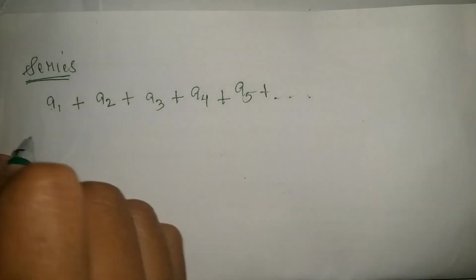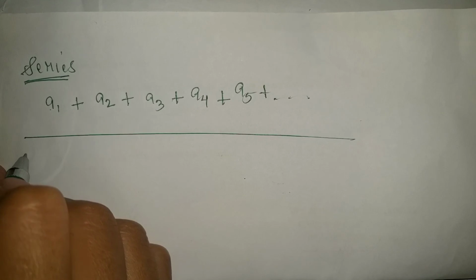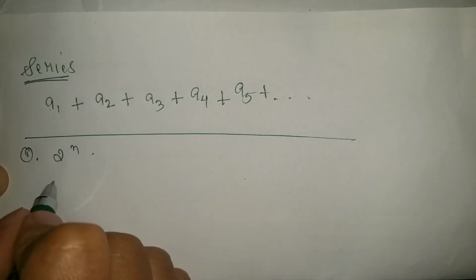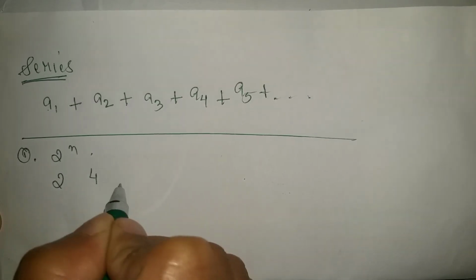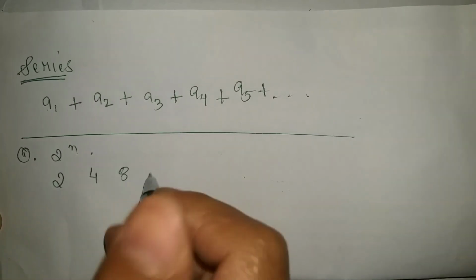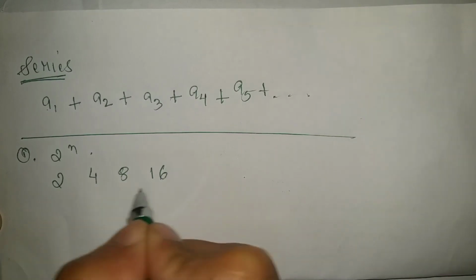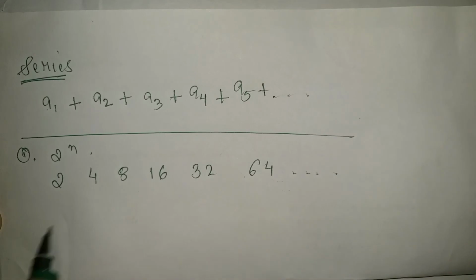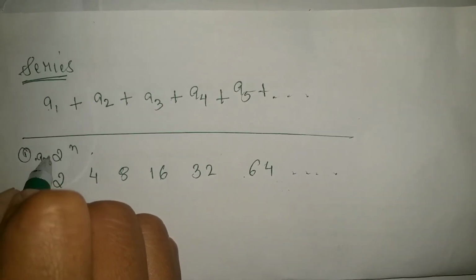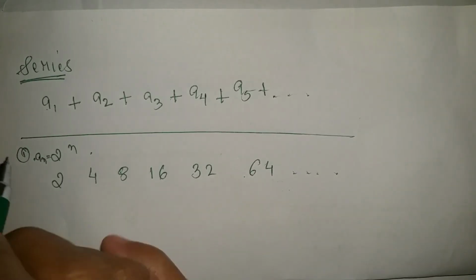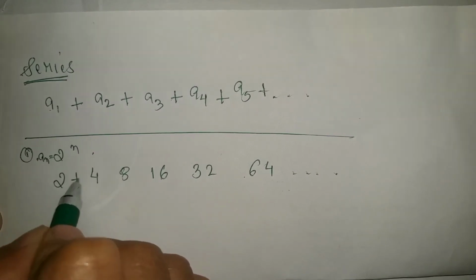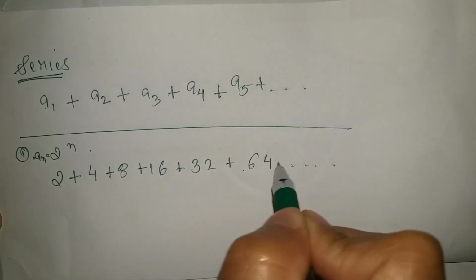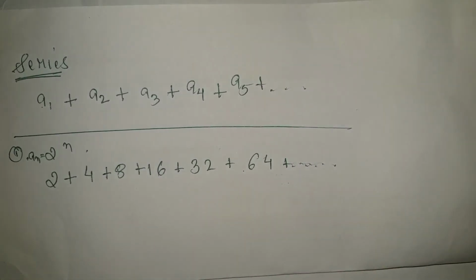From my first example where I define a sequence by 2 to the power n, my sequence is 2, 4, 8, 16, 32, 64, and so on. Let me denote it by an. Therefore, my series is 2 plus 4 plus 8 plus 16 plus 32 plus 64, and so on.